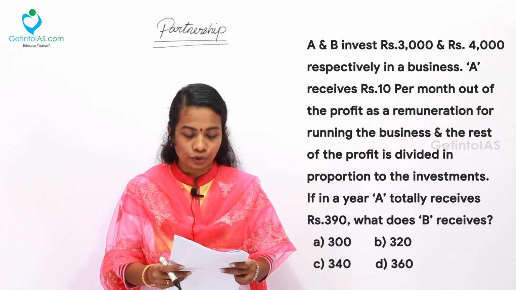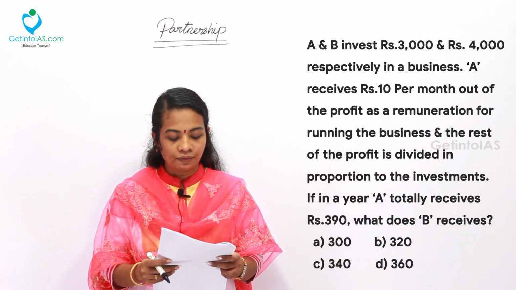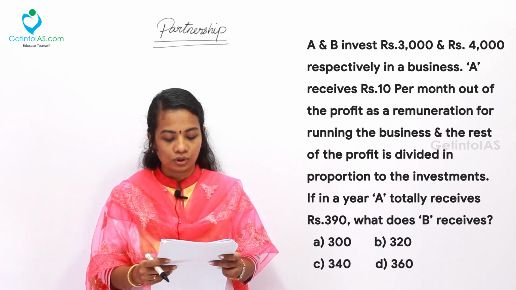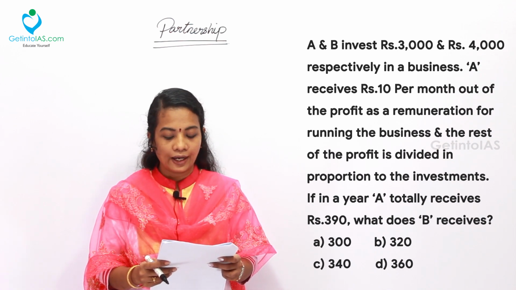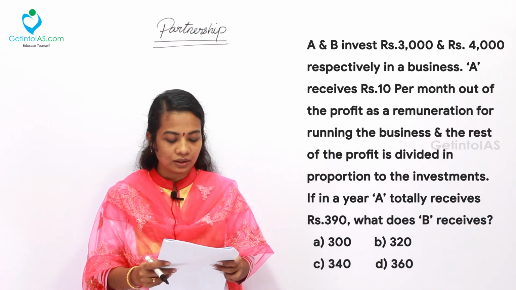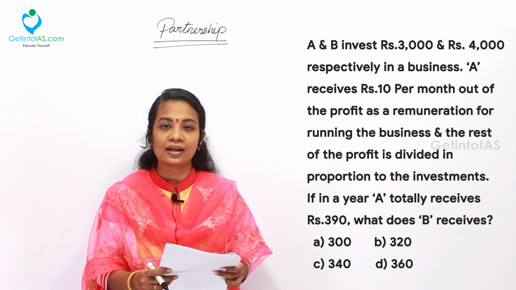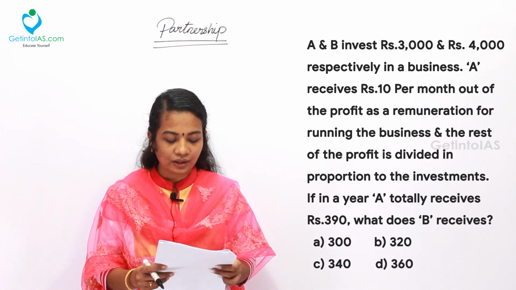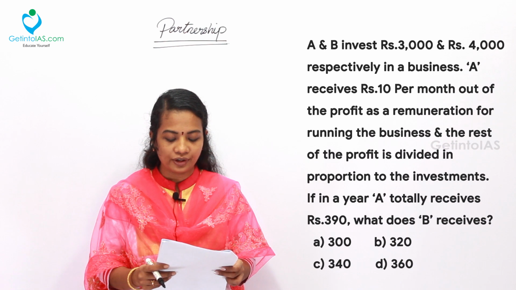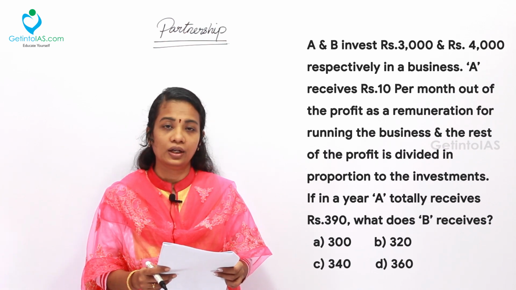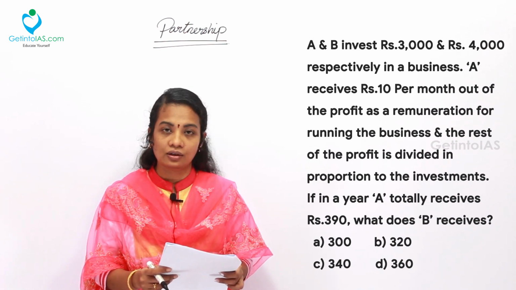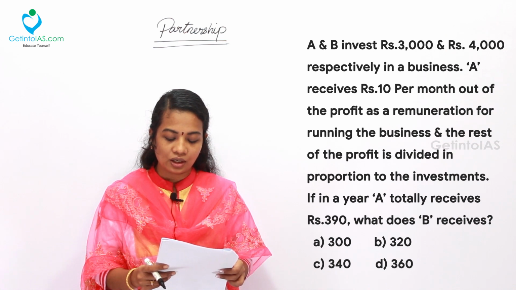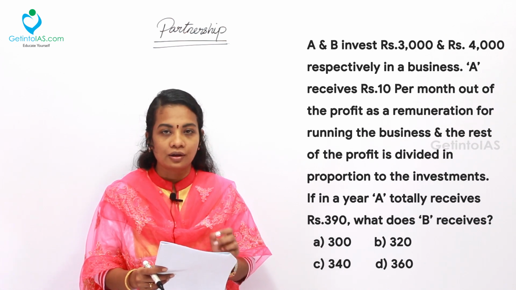The question before you is: A and B invest rupees 3000 and rupees 4000 respectively in a business. A receives rupees 10 per month out of the profit as a remuneration for running the business, and the rest of the profit is divided in proportion to the investment. If in a year A totally receives rupees 390, what does B receive?